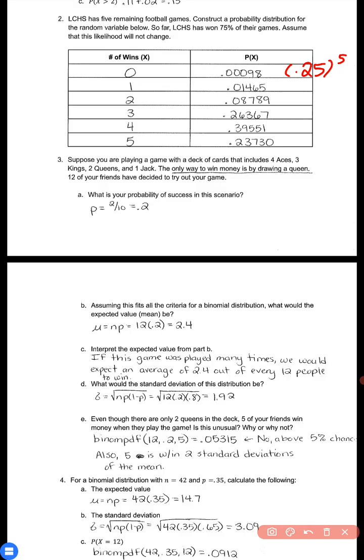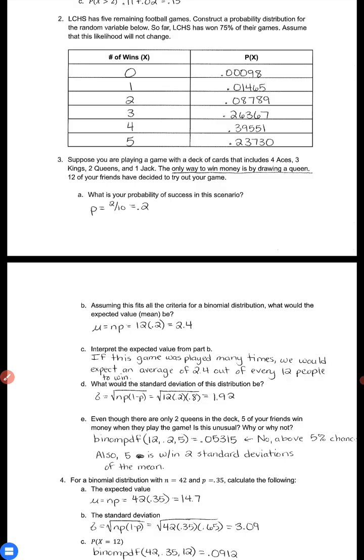You can also do the last one. So what's the probability that they win all 5 games? Well, their probability of winning is 0.75. 0.75 to the 5th power is 0.2373. So they have almost a 24% chance of winning all 5 games.